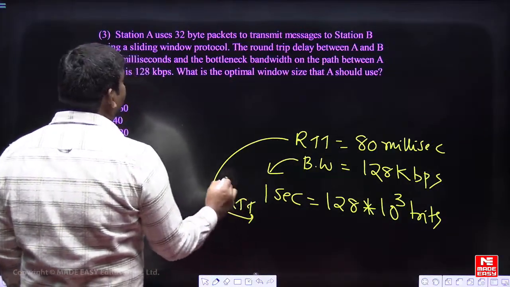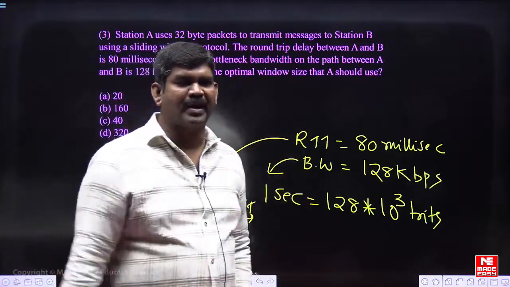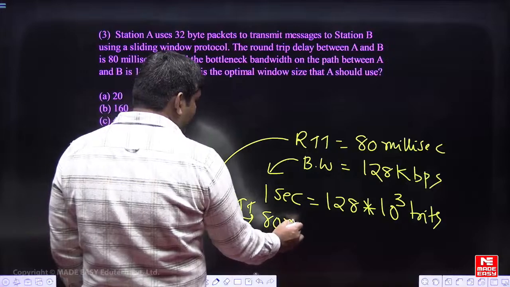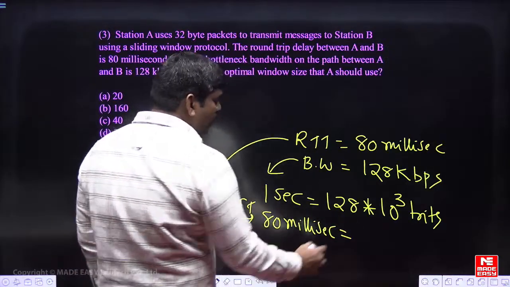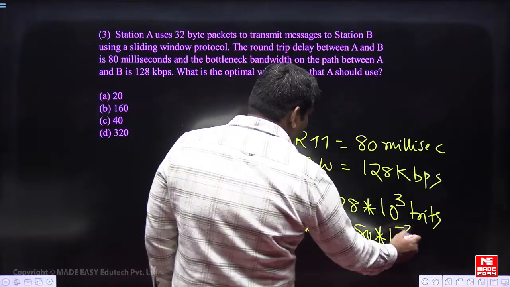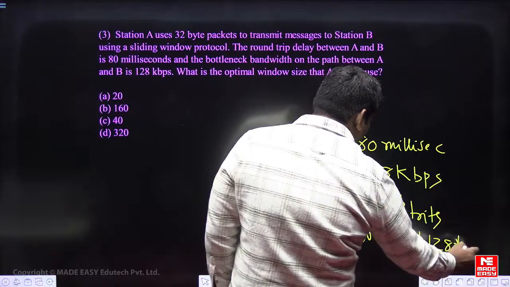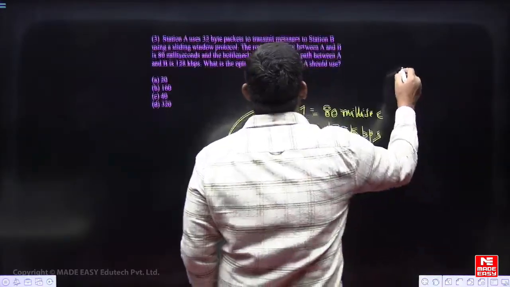So why are we taking the round trip time? Because based on the acknowledgement only can you transmit the data. The round trip time is given as 80 milliseconds. So in these 80 milliseconds, how many bits can you transmit? 80 into milli, which means 10 power minus 3, into 128 into 10 power 3. So these many bits you can transmit.